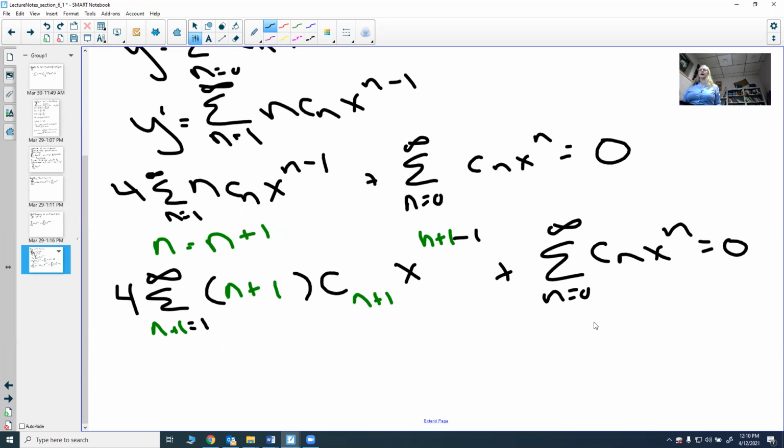All right, so now when I do this, I can start simplifying this a little bit. We've got the summation, n plus 1 equals 1 means n is going to equal 0, solving for n. So n equals 0 to infinity of n plus 1, c sub n plus 1, x to the n.